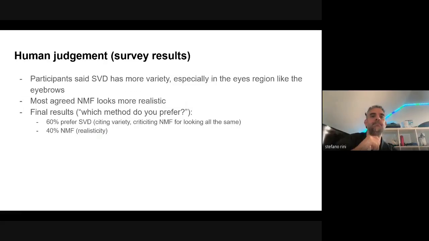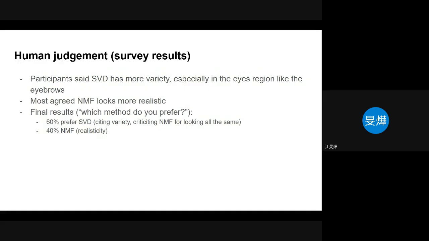The next page is the conclusion of the survey. To summarize, this illustrates the fundamental manifold dilemma in linear generative models: SVD gives creative freedom to explore the unknown, but at the cost of realism. NMF, on the other hand, guarantees absolute realism, but traps you in the safety of the average.